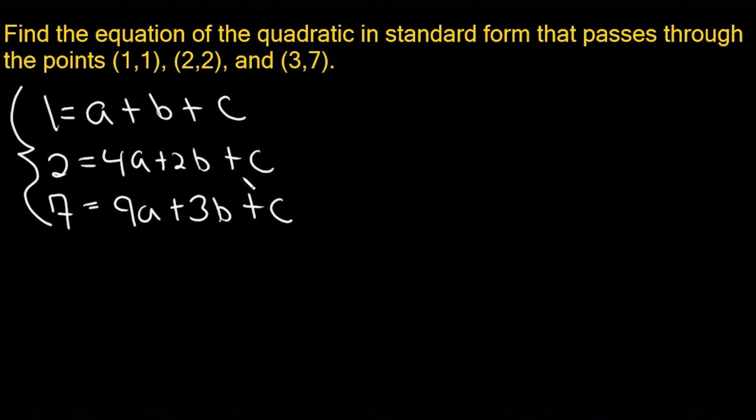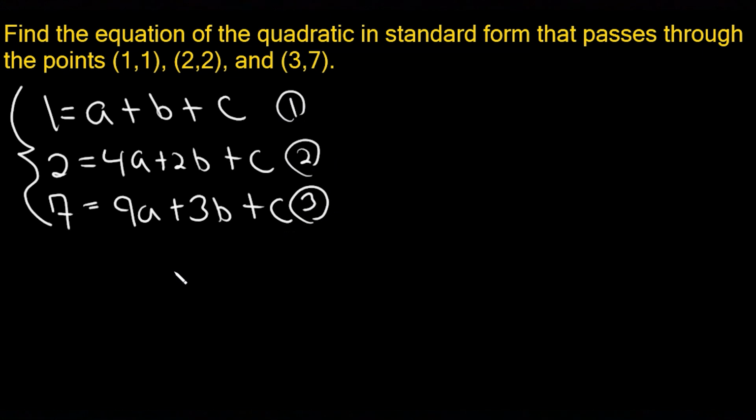Now, I'm going to use elimination here. And I'm going to eliminate c first, because look at my c variables. They're all the same. They're all positive, right? Positive c. So why don't we go ahead and label these equations? This will be equation 1, equation 2, and equation 3, okay?